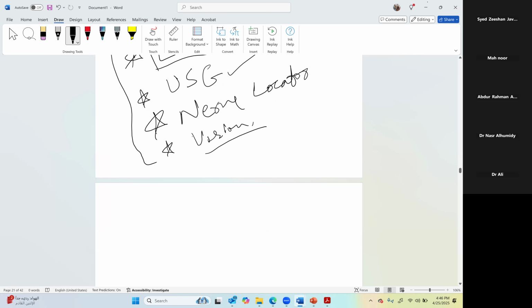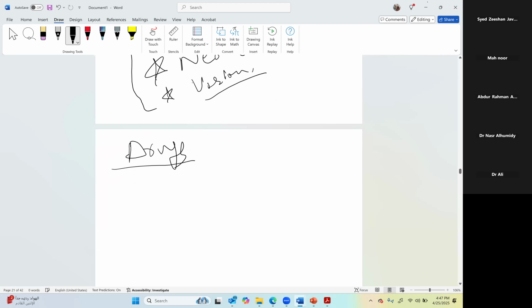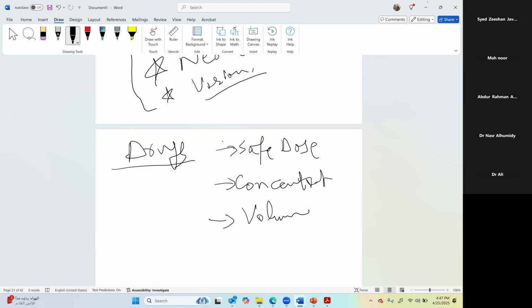Then the third thing is what drug you are giving. Among the drug, the basic concept is that you have to calculate the safe dose. Number one, safe dose. Then the second thing is what concentration you want. The third thing is volume. The fourth thing is adjuncts.